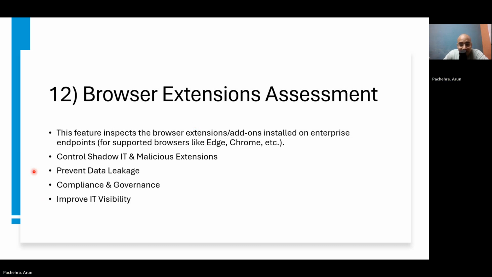All right, so how it helps control shadow IT and malicious extensions: employees may unknowingly install extensions that harvest data, inject ads, or steal credentials. DVM helps detect those and remove them quickly. It helps prevent data leakage because extensions fetching your data, DVM would not allow it, right? Compliance and governance, again, it is a very important thing. Many regulations like GDPR, HIPAA, PCI require control over how sensitive data is accessed. Unvetted extensions can easily break compliance if they leak or misuse data. So it helps you manage the governance.